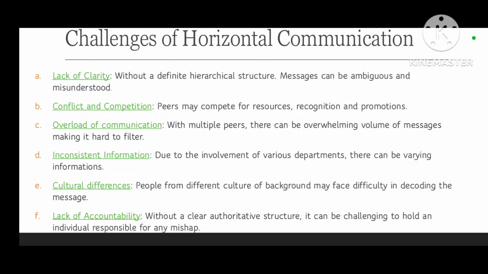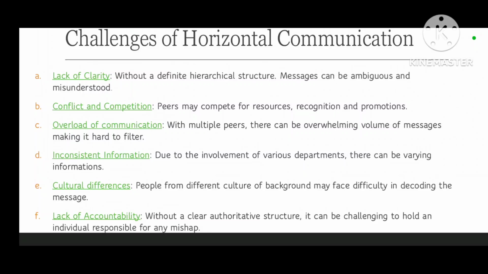The last is lack of accountability. Without a clear authoritative structure, it can be challenging to hold an individual responsible for any mishap. Okay, so in vertical communication, there are certain level messages passed from certain levels. So if something happens, if there is some mishap or any problem, there is a definite person who is looking after that. So that person would be accountable, responsible for that thing. But here in horizontal communication, there is no hierarchy, there is no higher authority. If any mistake takes place, any mishap happens, then no one would take responsibility for that. So here the effectiveness would be compromised.